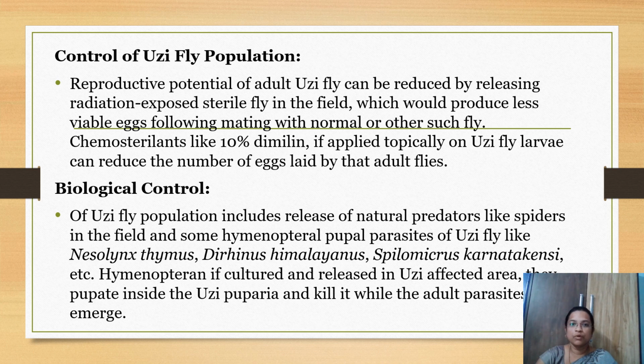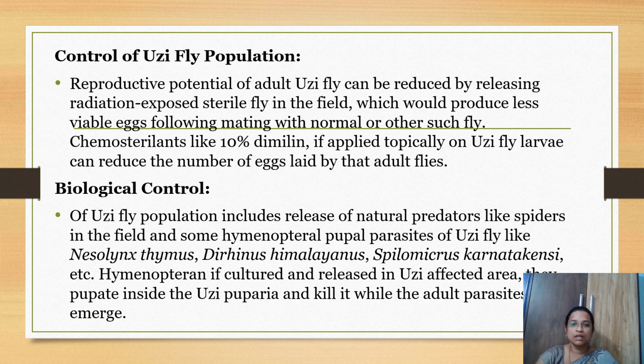The uzi fly population can also be reduced by releasing radiation exposed sterile flies in the field. This would produce less viable eggs following mating with normal flies. Apart from this, chemosterilants like 10% dimilin can also be applied topically on the uzi fly larvae. This reduces the number of eggs laid by the adult flies.